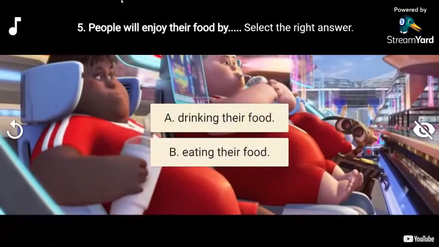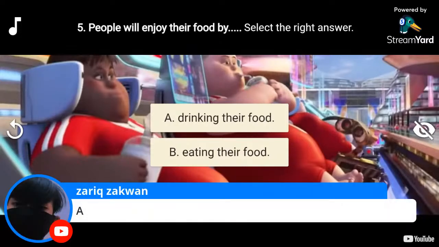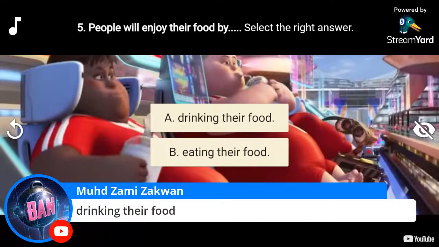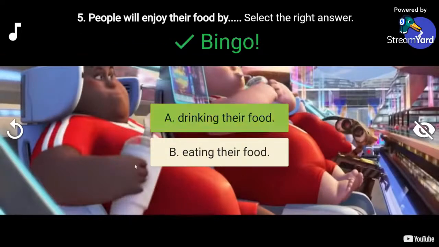Okay, is it A or B? Okay, most of you answered A, drinking their food. Yes, as you can see that people there did not even have cutlery to eat their food. They just have a cup and then they just slurp everything up there as their lunch.